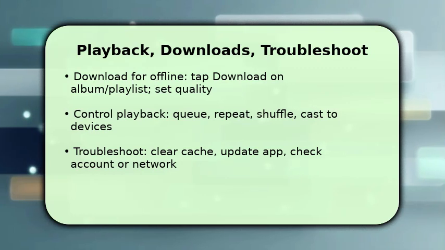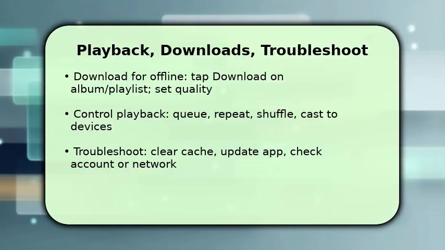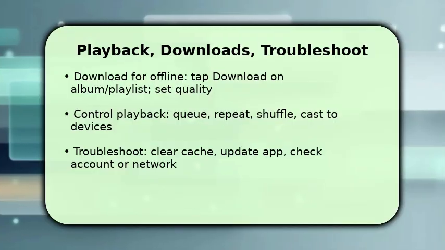To finish, control playback with the cue, repeat, and shuffle buttons, and cast to speakers or smart devices when available. For offline use, tap download on albums or playlists and choose streaming quality. Downloaded files appear in downloads.